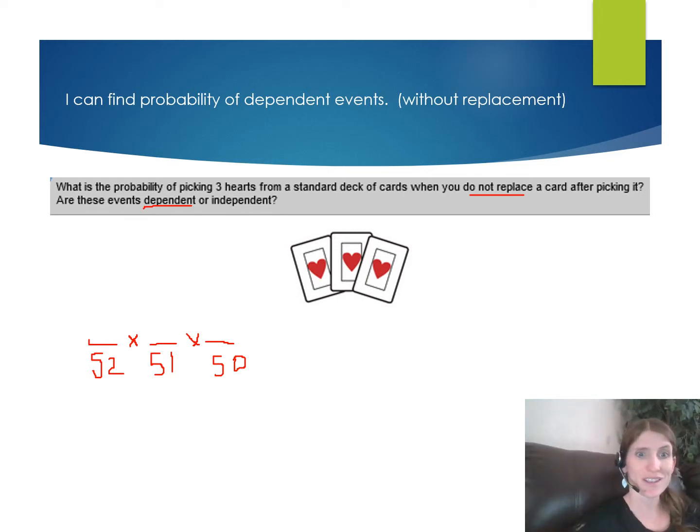So there are 13 hearts in a standard deck. So the first one, the numerator will be 13. Now think about this for a second. If we leave that heart out, we're going to assume we got a heart, okay? Because we want to know the probability of picking 3 hearts.